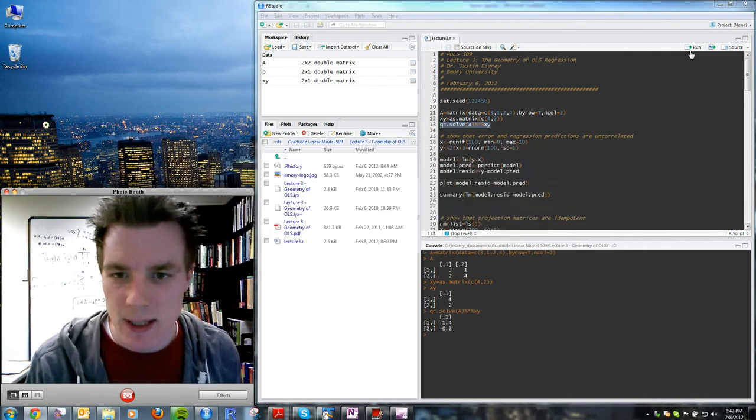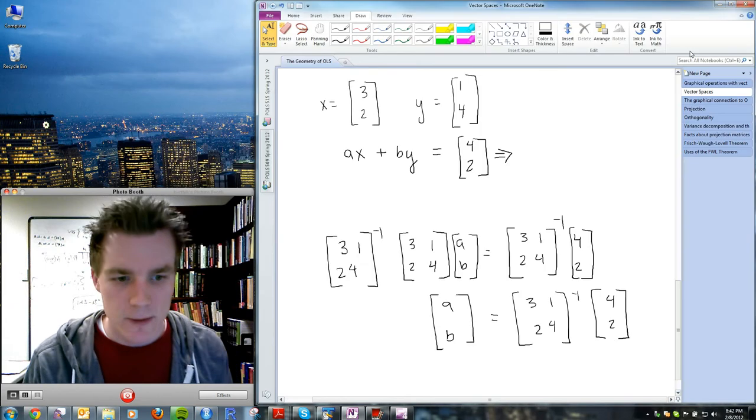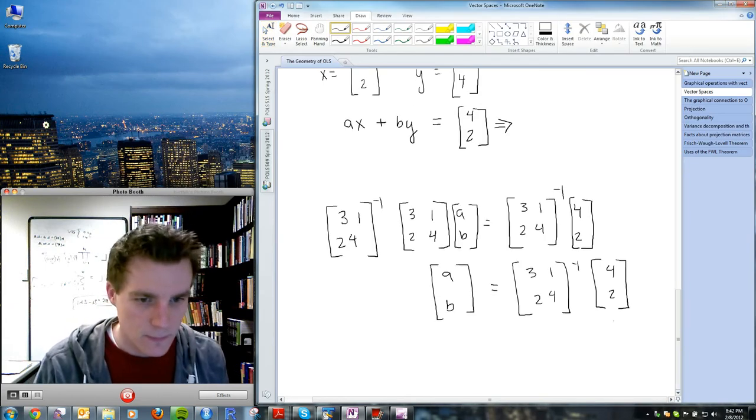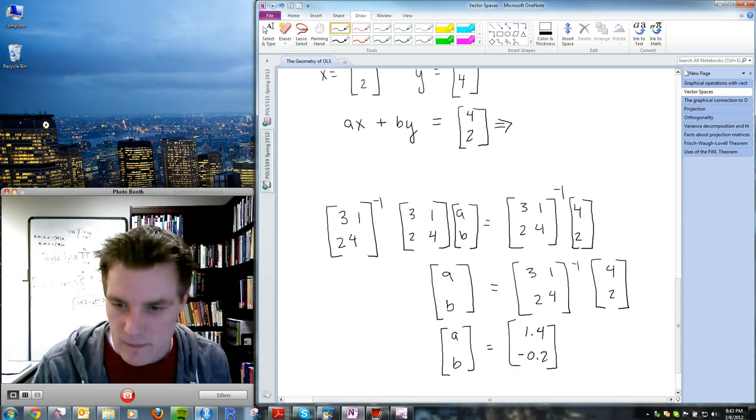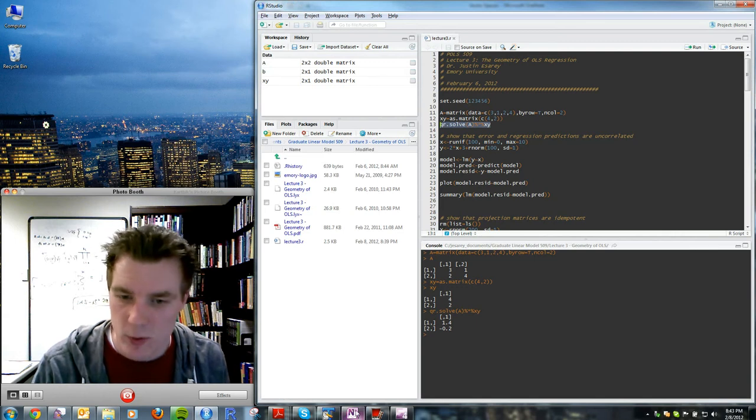1.4, negative 0.2. So going back to my other thing here, a, b equals 1.4, negative 0.2. Is that negative? Yes, it is, negative 0.2.